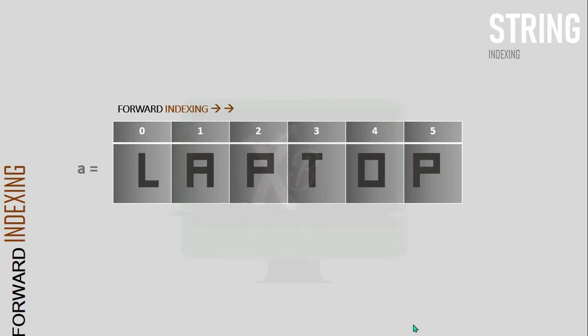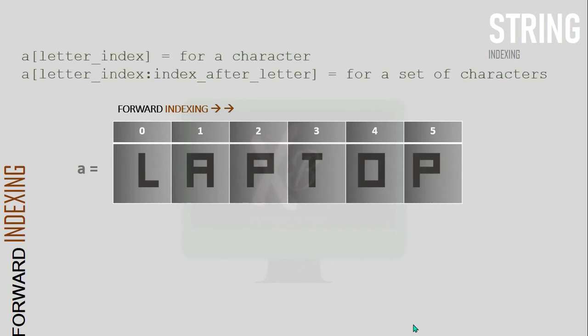Now there should be a way, there should be a command to access these particular letters. For example, I just needed L or A or P or something. I just needed that particular character or set of characters from the variable. For that we are going to use this formula: a, bracket open, bracket close. It is a square bracket, take note of that. Letter underscore index.